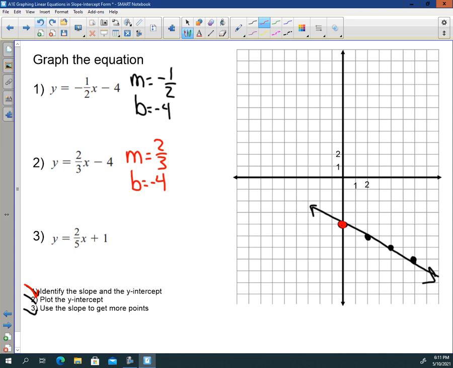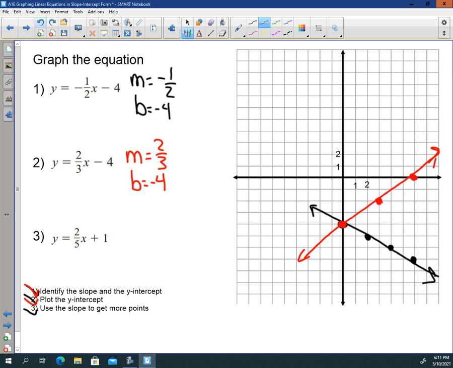And now we are going to go up 2 and over 3 because we're going to use the slope to find more points. So up 2, 1, 2, to the right 3, 1, 2, 3, and we get this point here, and we can do it as many times as we want. 1, 2, 1, 2, 3, and there you go. And now we make our line, and it's pretty terrible, but there you go.